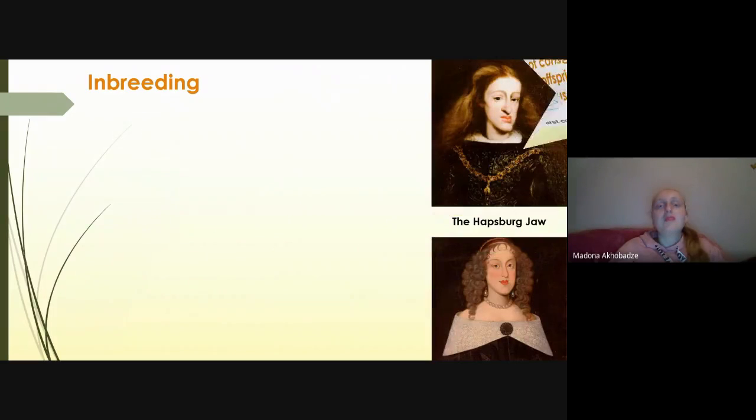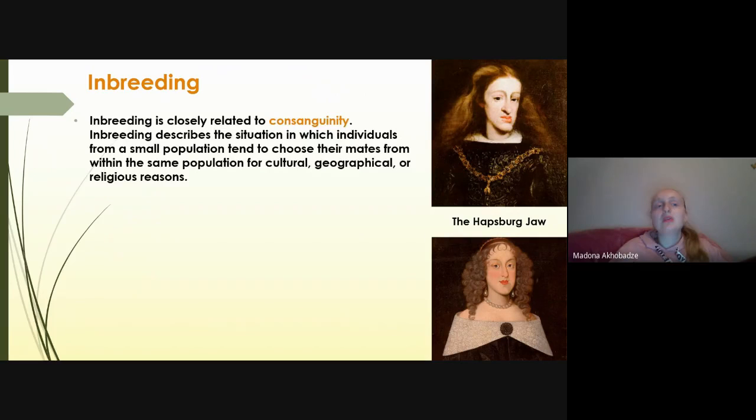Now inbreeding, okay, not just the ones that share the ancestor, but they share the bloodline. Inbreeding is closely related to consanguinity, and inbreeding describes the situation in which individuals from a small population tend to choose their mates from within the same population for cultural, geographical, or religious reasons.